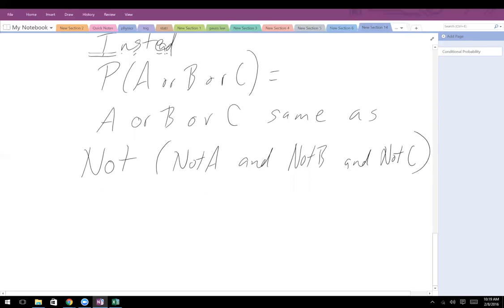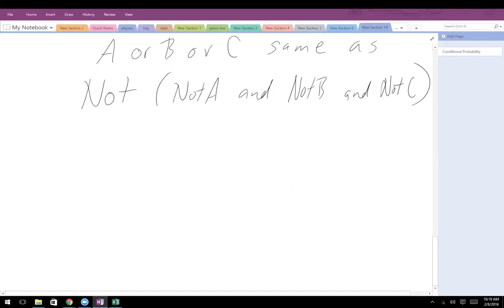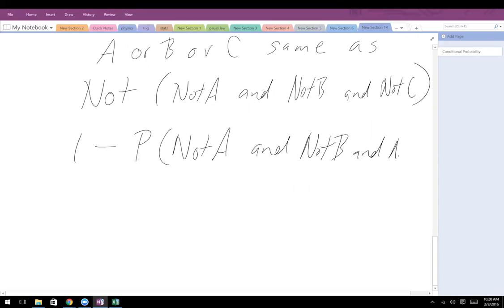And this probability is easy to find because when you do the probability of nots, it's just 1 minus, right? Because either something happens or it doesn't happen. Well, they have to add up to 100. So this would be 1 minus the probability of not A and not B and not C, which the probability A didn't happen is 0.99, and they're independent. So when we do the ands, it's really easy. It's just 0.99 times 0.99 times 0.99.